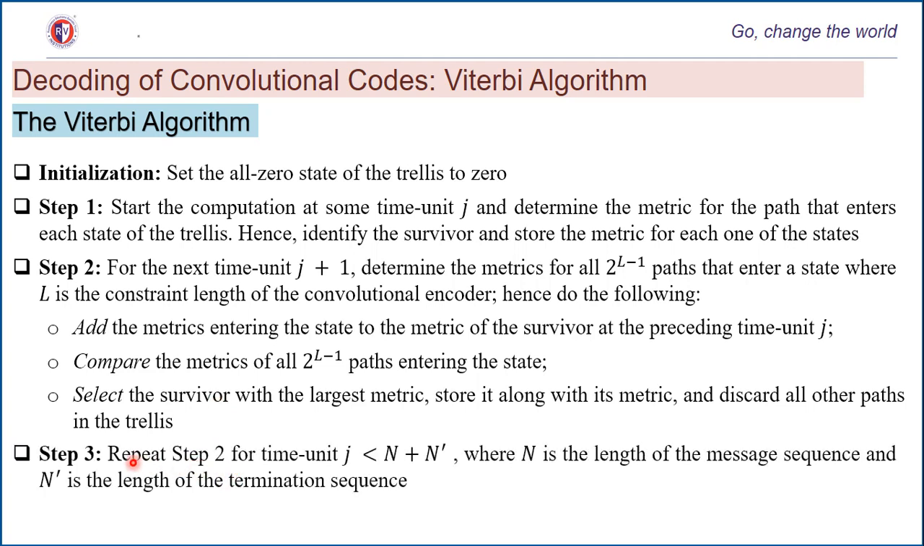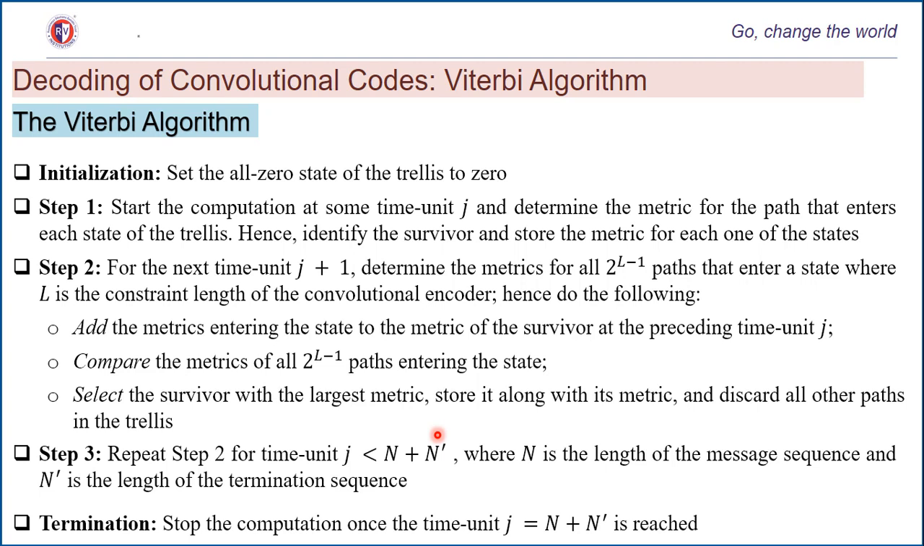Finally, as step three, we should repeat this algorithm for all time states until we complete the received sequence. The received sequence is the length of the original message sequence plus the length of the termination sequence, where n represents the original information bits, and n dash represents those bits which are used to flush out the memory of the register at the transmitter end. N dash is the number of terminator bits used to reset the memory of the transmitter register. We should keep on repeating this algorithm until we elapse all the information bits. And as a final point, we terminate once we reach the total amount of information bits.